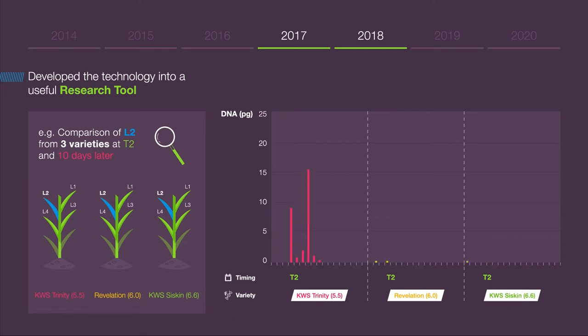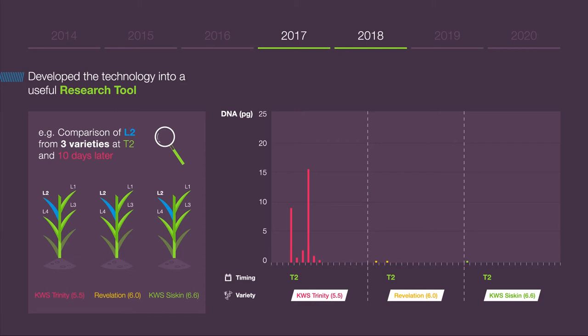These results showed us that there was little to no disease present in the two stronger varieties, Revelation and Siskin, whereas Trinity did have Septoria present. This means that the fungicides would have been under greater pressure on the Trinity compared to the other two varieties.